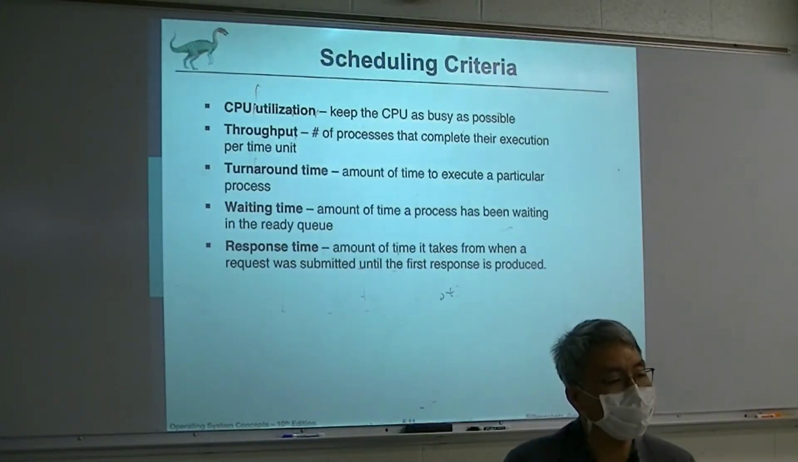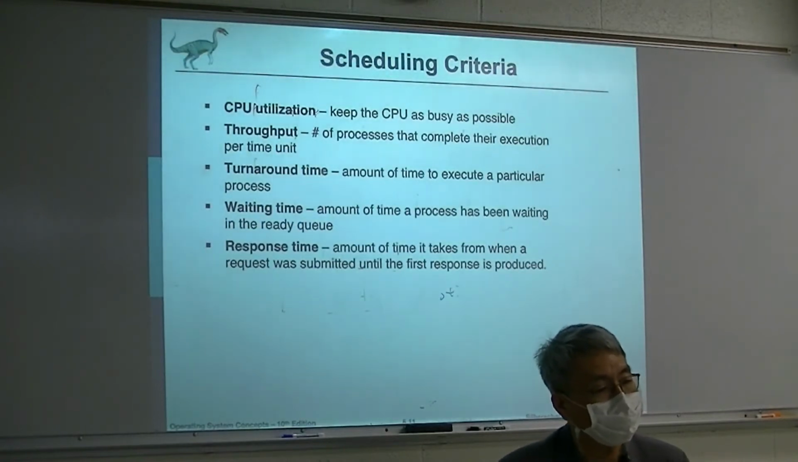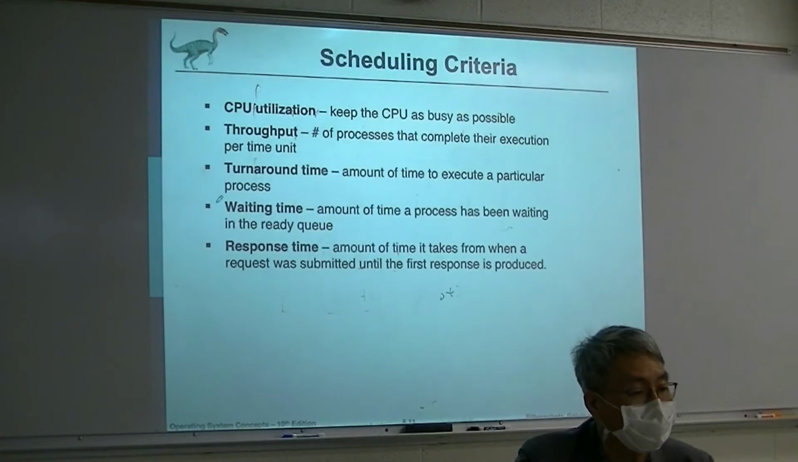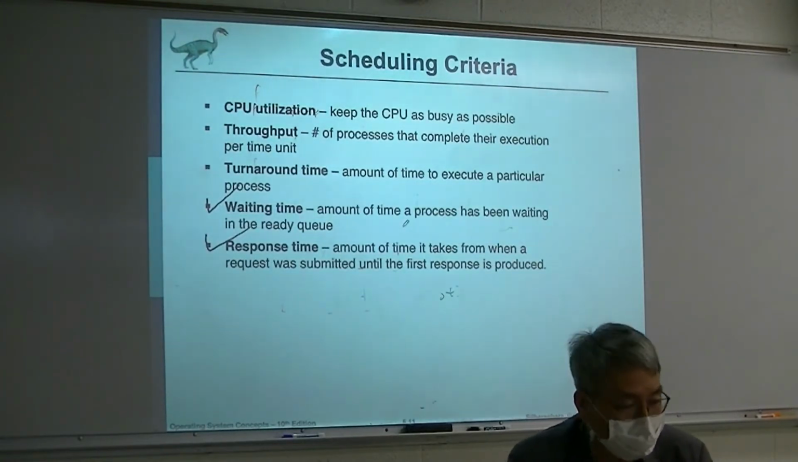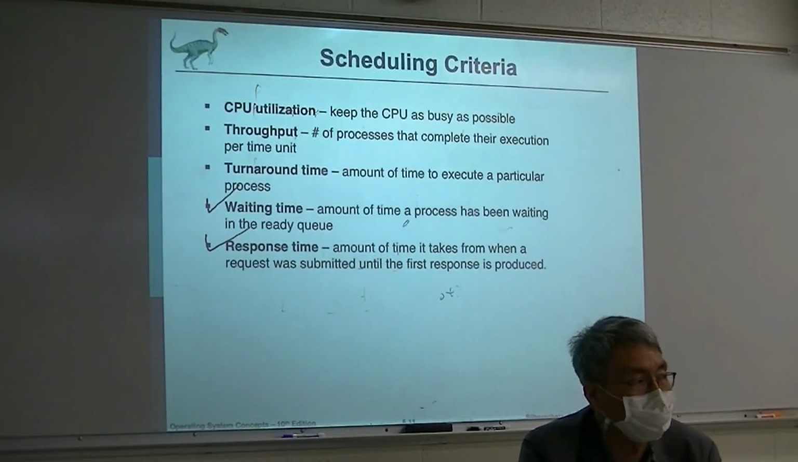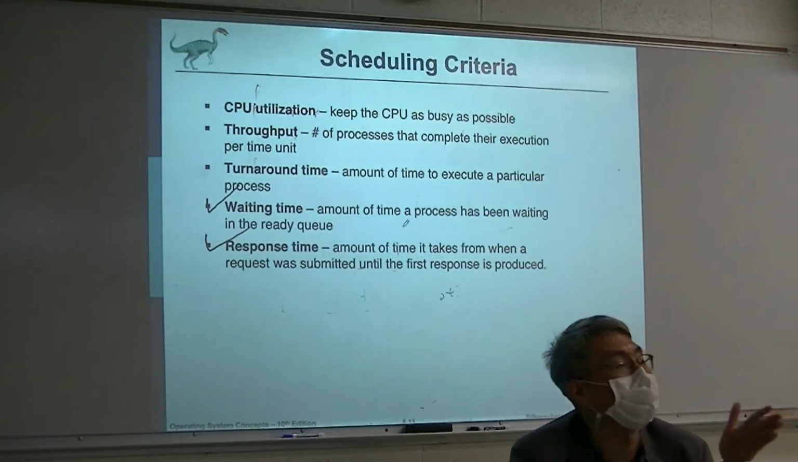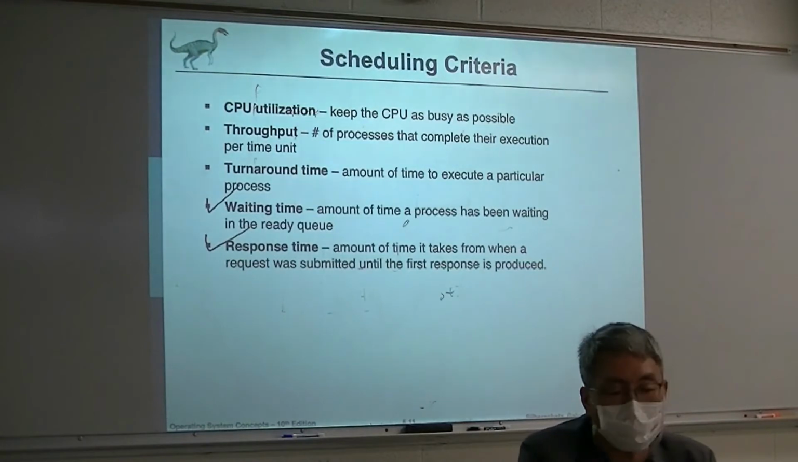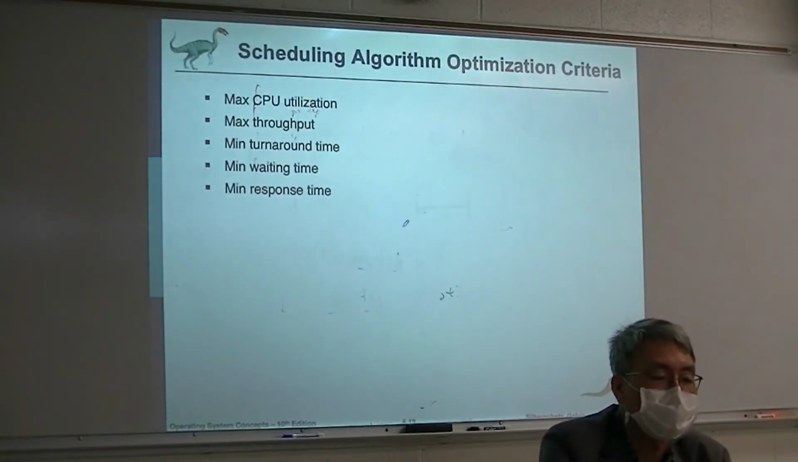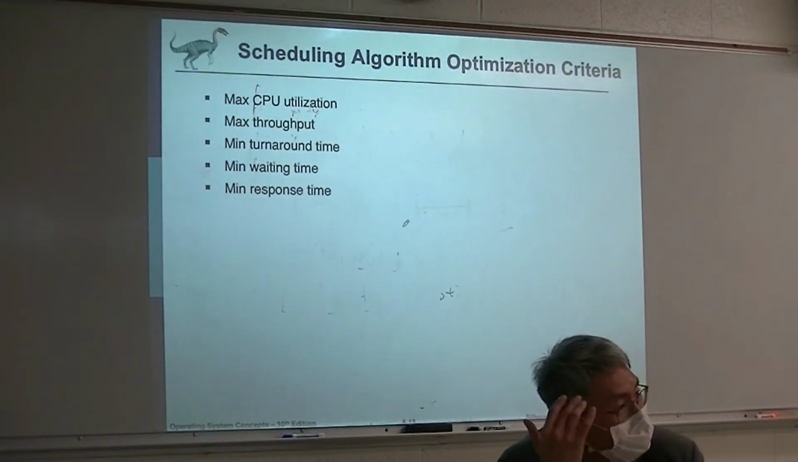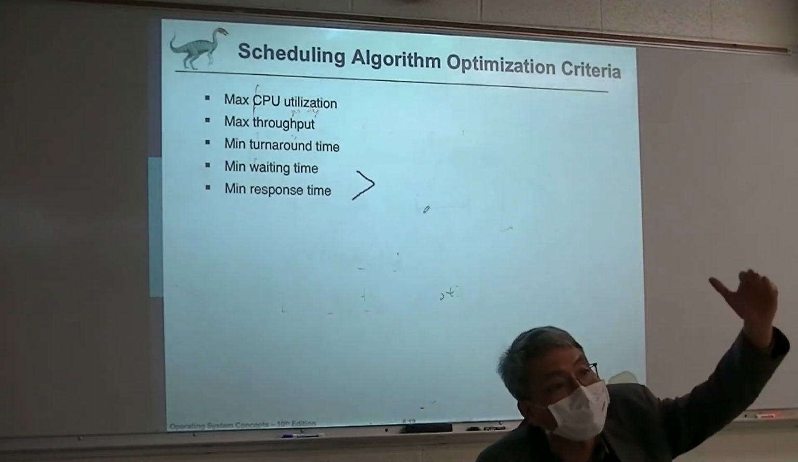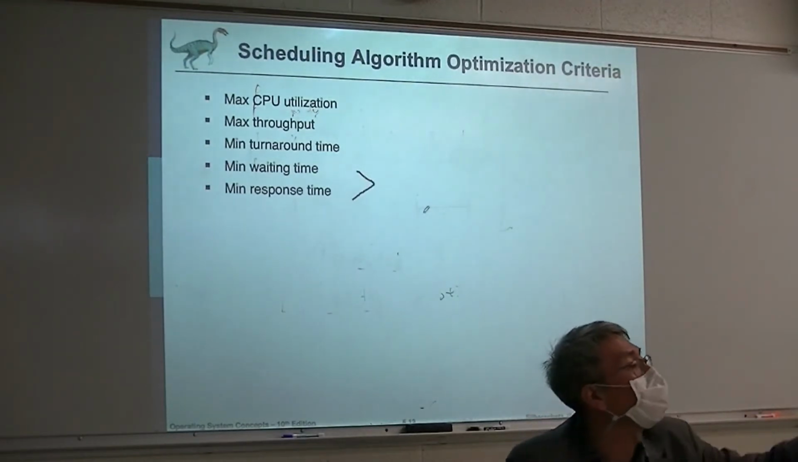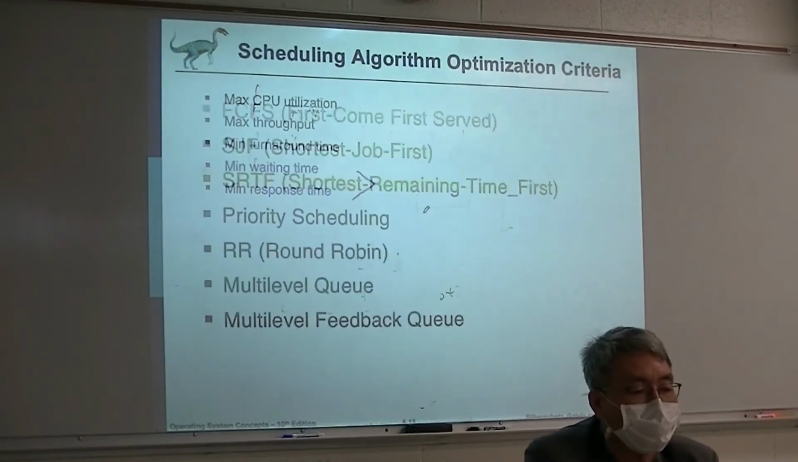So that is CPU utilization, turnaround time, throughput, waiting time, response time. But in this class, we are going to consider waiting time and response time as the kind of rubric to judge the CPU scheduling algorithm. Since we have multiple processes, we are going to average them: average waiting time and average response time. Our goal is to maximize CPU utilization and throughput, and definitely minimize the waiting time and minimize the response time.